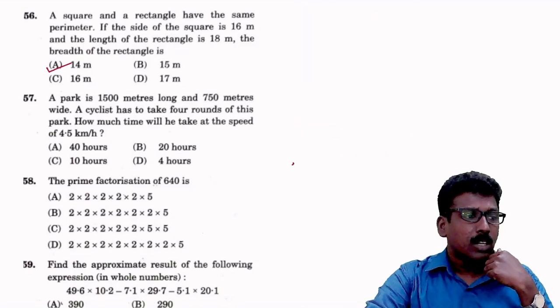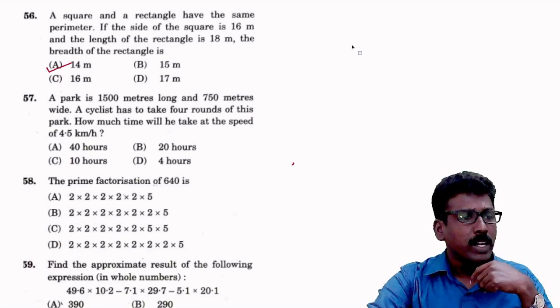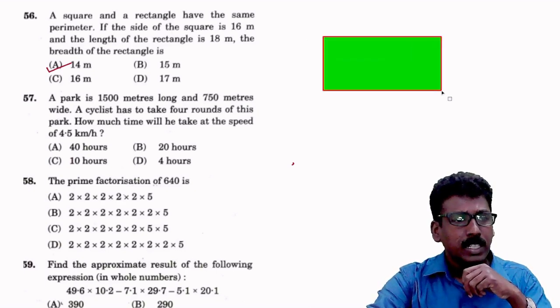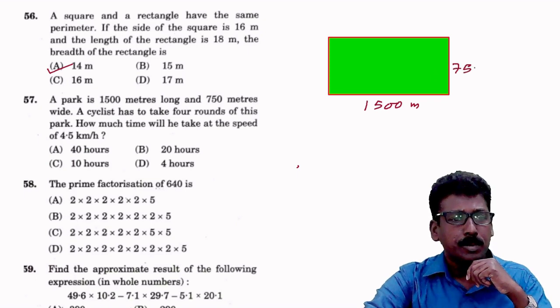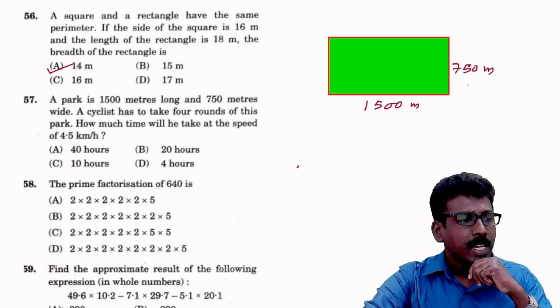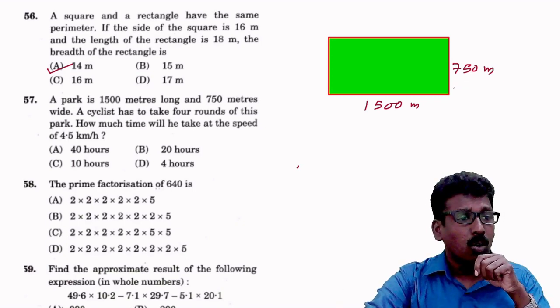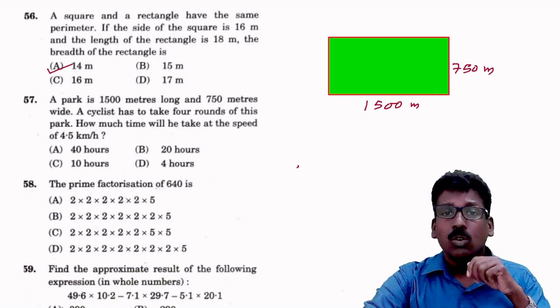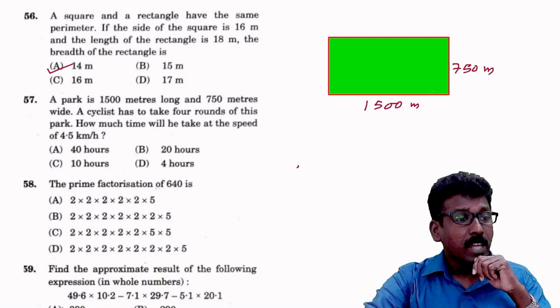Now look at question number 57. A park is 1500 meter long and 750 meter wide. Let us take a park with these measurements. A cyclist has to take 4 rounds of this park, so you have to find the perimeter. How much time will he take at the speed of 4.5 km per hour?